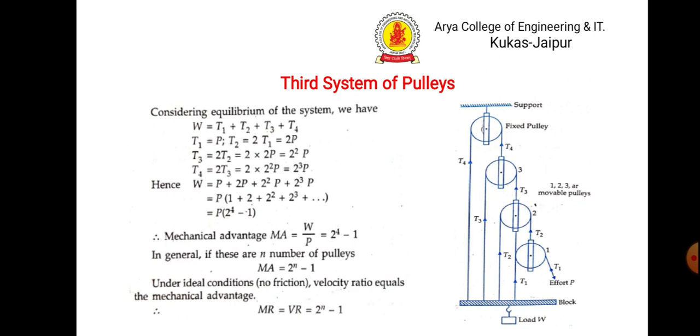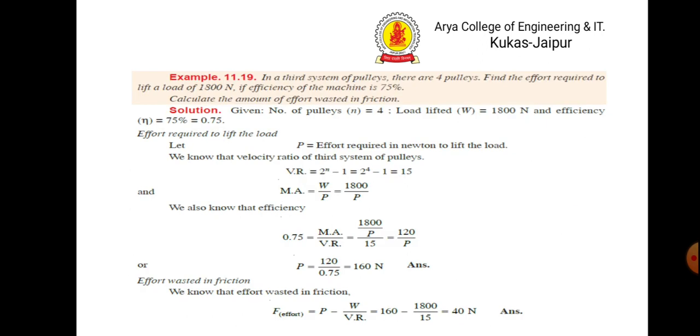So mechanical advantage will be equal to W by P. So this will be equal to 2 to the power 4 minus 1. So in general, if there are n number of pulleys, then mechanical advantage will be 2 to the power n minus 1. So for the ideal condition, velocity ratio will be equal to mechanical advantage. So it is equal to 2 to the power n minus 1, and here n is number of pulleys. Remember one thing, that the formula we have derived for the velocity ratio will be different, but the formula for the mechanical advantage and efficiency will be same.